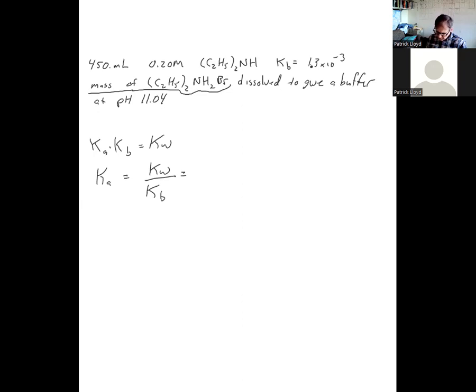So divide that by 1.3 times 10 to the minus 3. Again, at the 10 to the minus 14 divided by 1.3 times 10 to the minus 3. Of course, we had that number earlier. 7.7 is what I put before, but I'll round it to one more digit. I'll do 3 significant figures. Okay, so there's your Ka.